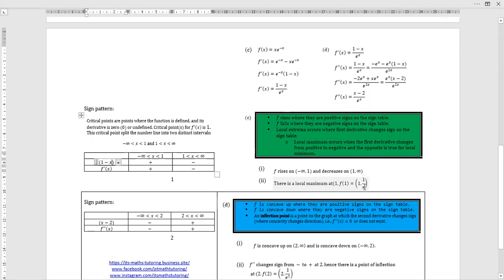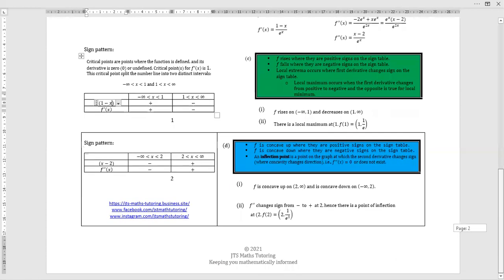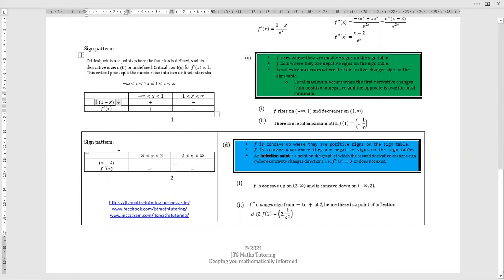All right. So for us now to know where the graph concaves up or concaves down, we make use of the sign table of the second derivative. Right. So we do exactly what we did here. So I've got here x minus 2. I'm looking at what is my critical point. Okay, the critical point there is going to be 2.